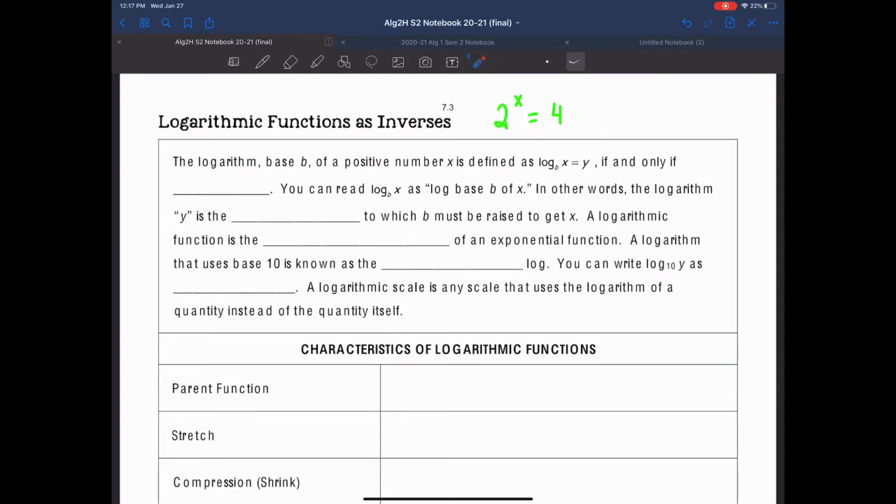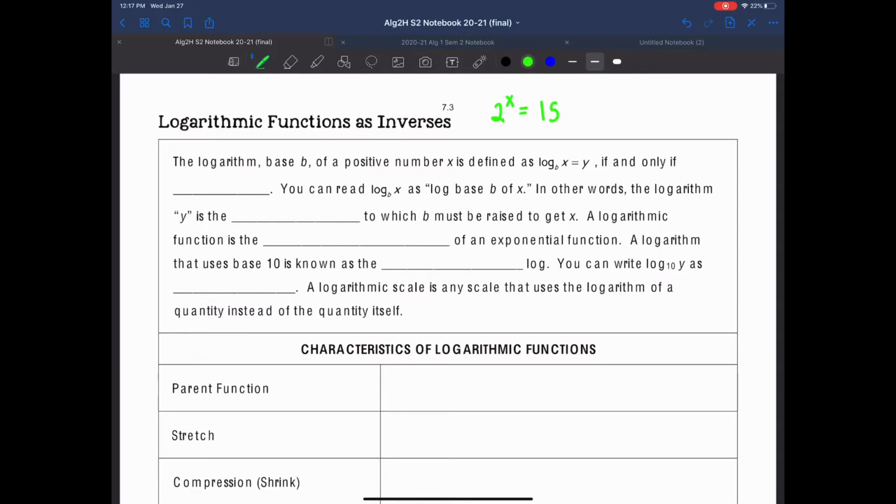Now, this is obviously an easy example because we know that 2 to the second power would give us 4. So if we raise 2 squared, that would give us the final result of 4. So obviously, in this case, x would be equal to 2. But what happens if we have something a little bit more complicated like this? What if we had 2 to the power of x is equal to 15?